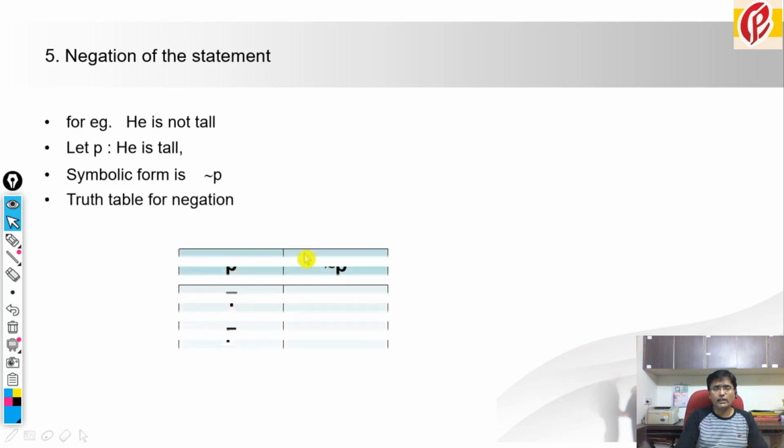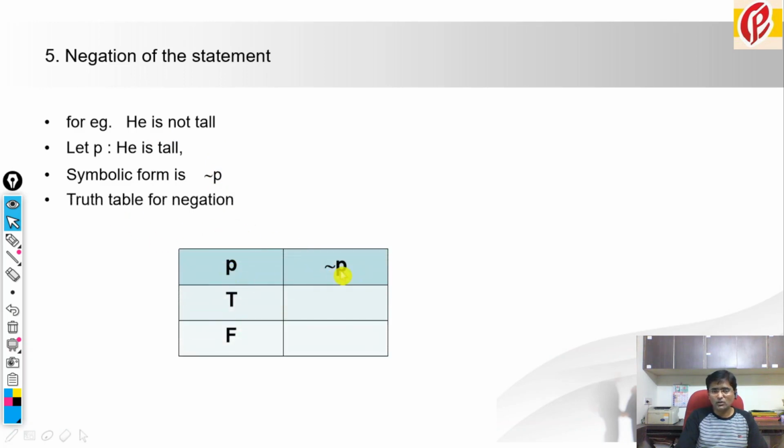Truth table for negation. P and negation of P, means opposite of this. If P is true, then negation of P is false. If P is false, then negation of P is true. So this is the truth table for negation.